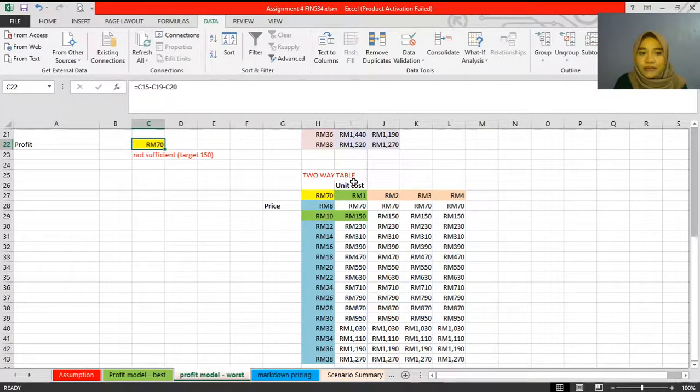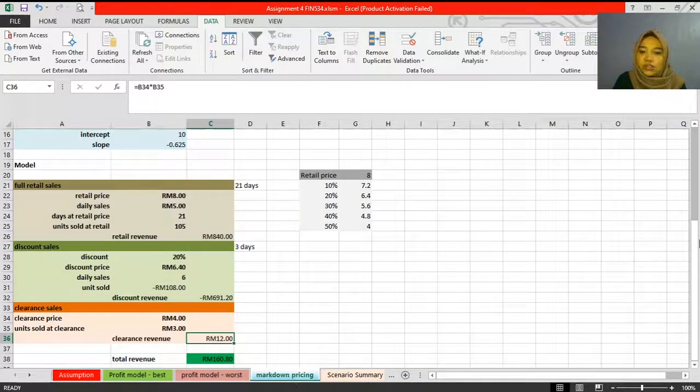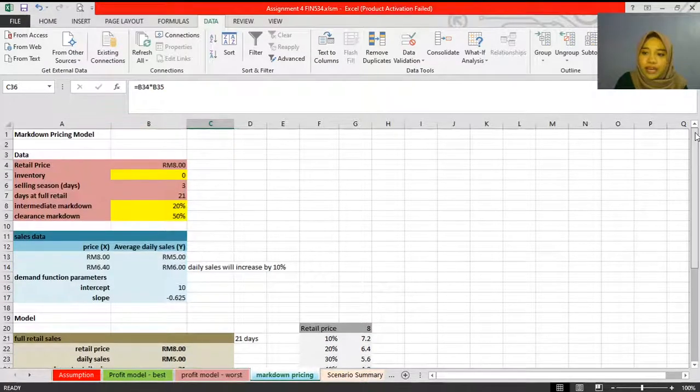Okay, so the price is still 10 ringgit, and my unit cost is only 1 ringgit, and then I will get my profit target of 150 ringgit. Okay, so next we will move on to the markdown pricing model.